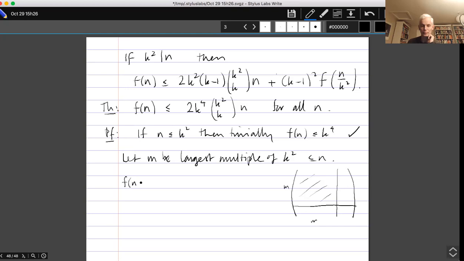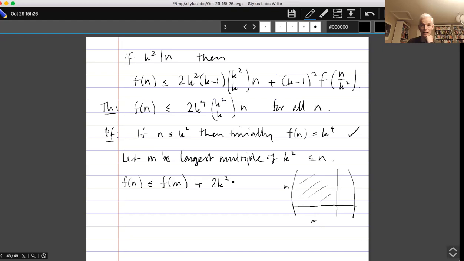I'm going to say something slightly trivial. And then I just say the worst that can happen now is we've got ones absolutely everywhere else. And how many other entries are there? Well, m was the largest multiple of k squared less than or equal to n. So there are at most k squared columns here, at most k squared rows here. Even if we forget the fact that those things overlap, we get that's a plus 2k squared n.